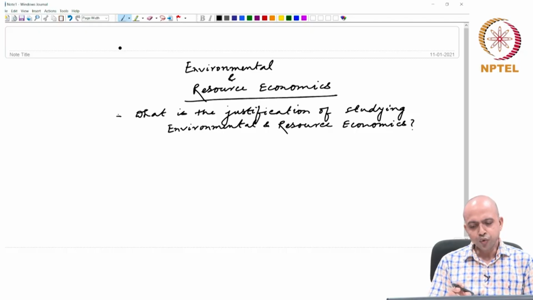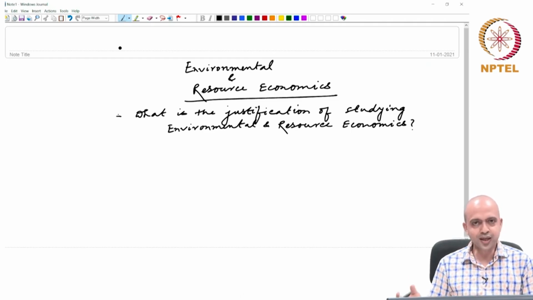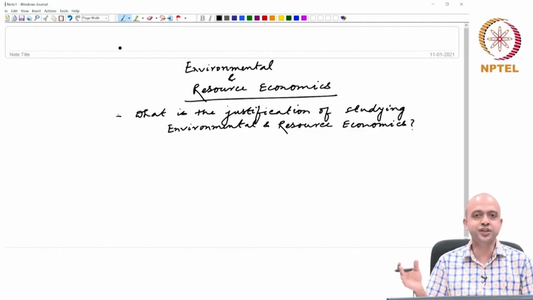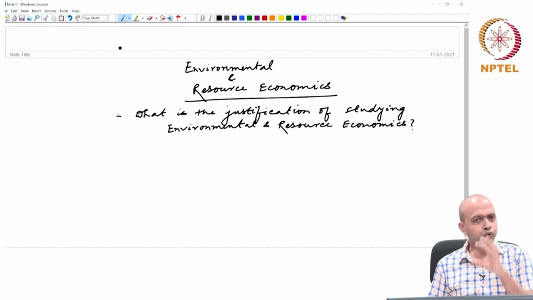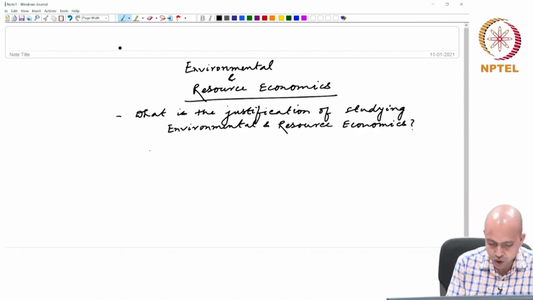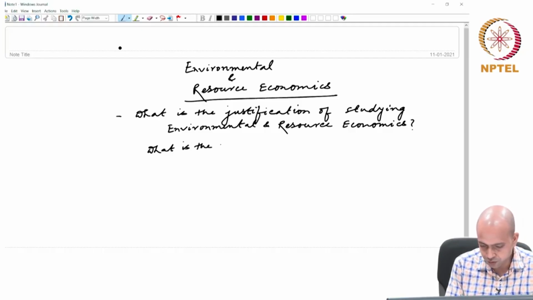That means we can justify studying environmental and resource economics if we make sure that environment is also a scarce resource, and that is why economics can play a role even in the context of environmental management or dealing with environmental issues. So, what we will do? We will first try to understand what is the environment.